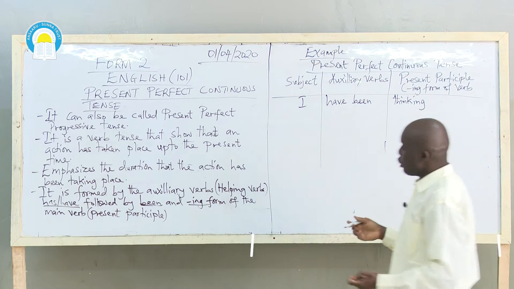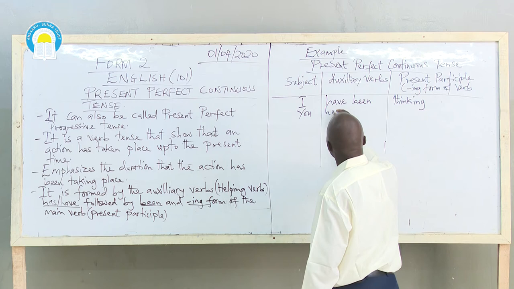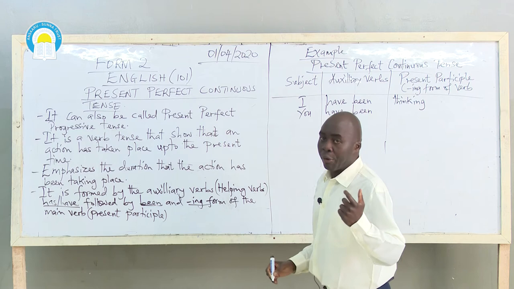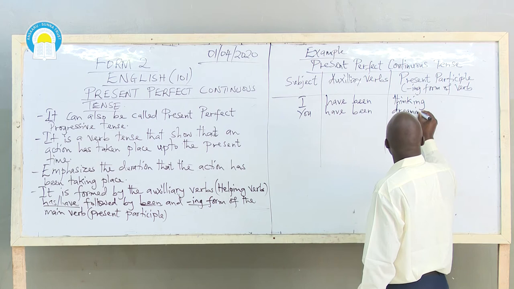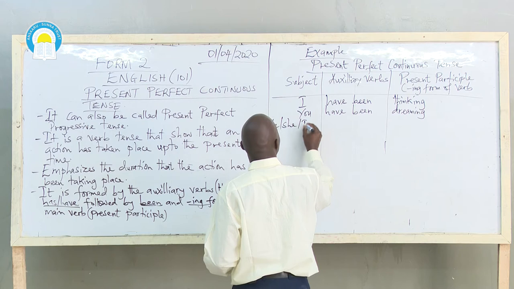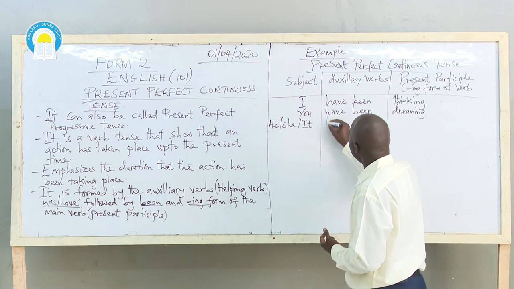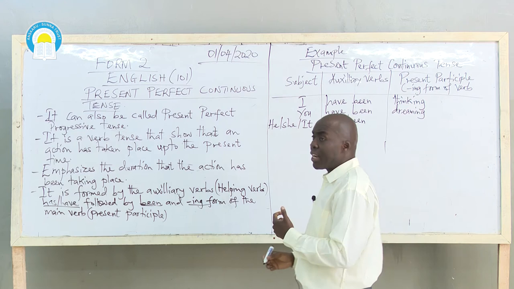Then we also have another example where I use the subject you. You is also followed by have, then been, then we have dream, ending with the ing form, dreaming. Then we have this category of he, she, or it. All these pronouns are followed by the auxiliary verb or helping verb has. So in this case, you talk of has been. You can say he has been, she has been, or it has been writing.